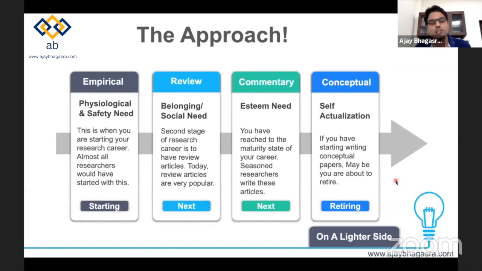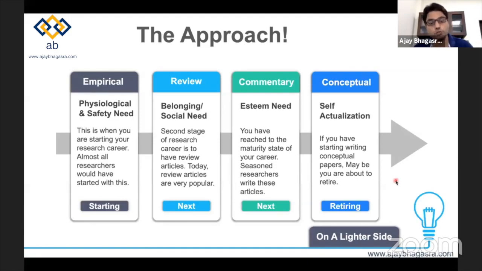How should we approach the publication? If today I start writing a commentary as my first paper... Now go back to any author in your domain, look at his or her history, and look at the first papers they would have published. Most of them, 95 out of 100 times, 98 out of 100 times, would have started with empirical articles, because it is easier to write empirical articles. And then you go to review articles, then commentary, then conceptual. No one starts with conceptual articles first. They won't get accepted. No one starts with commentary. And it is very difficult to start with review articles also, right? So you first emphasize empirical articles. It is easy to publish empirical articles.